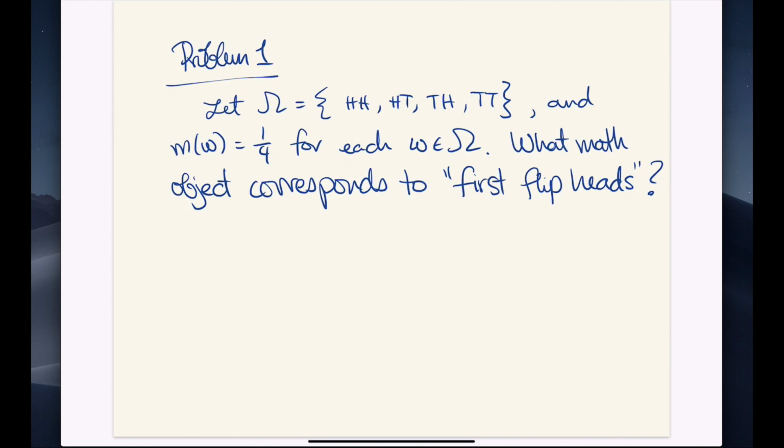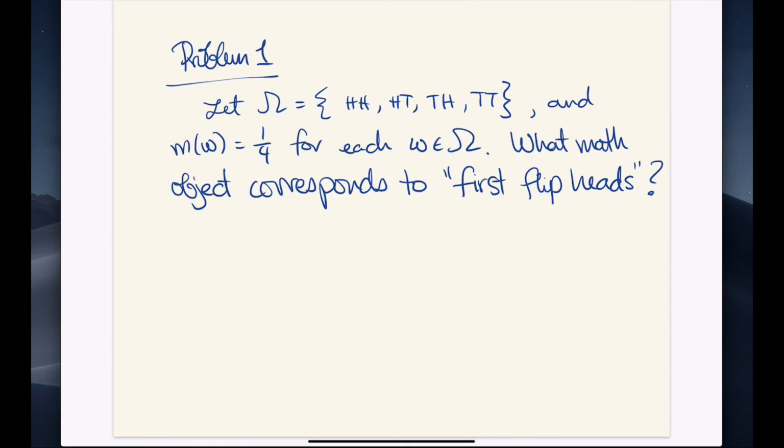And for a fair coin, those four outcomes will be equally likely. So our probability mass function is constant. And the question is, what object corresponds to first flip comes up heads? That's something that we understand what it means in the real world scenario, and we want to have a mathematical object that corresponds to that.